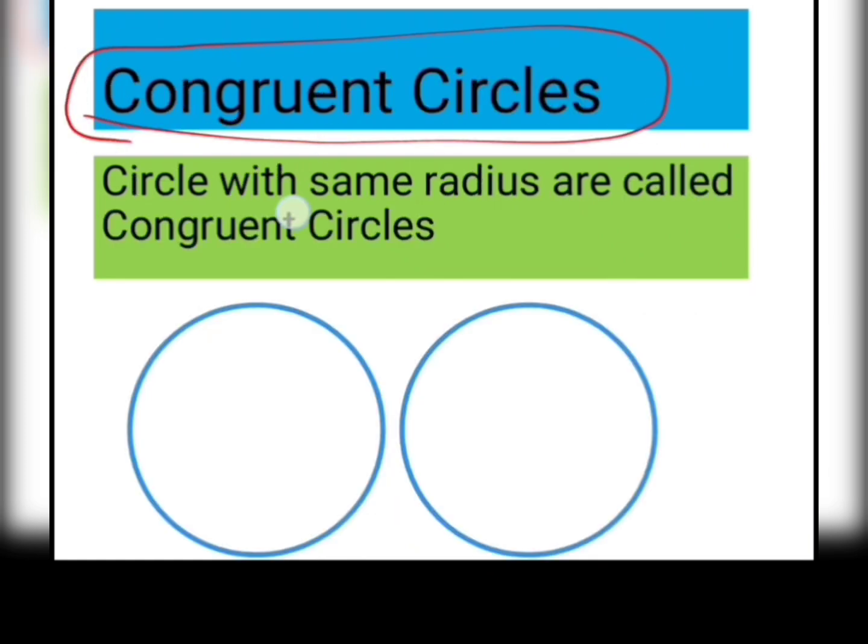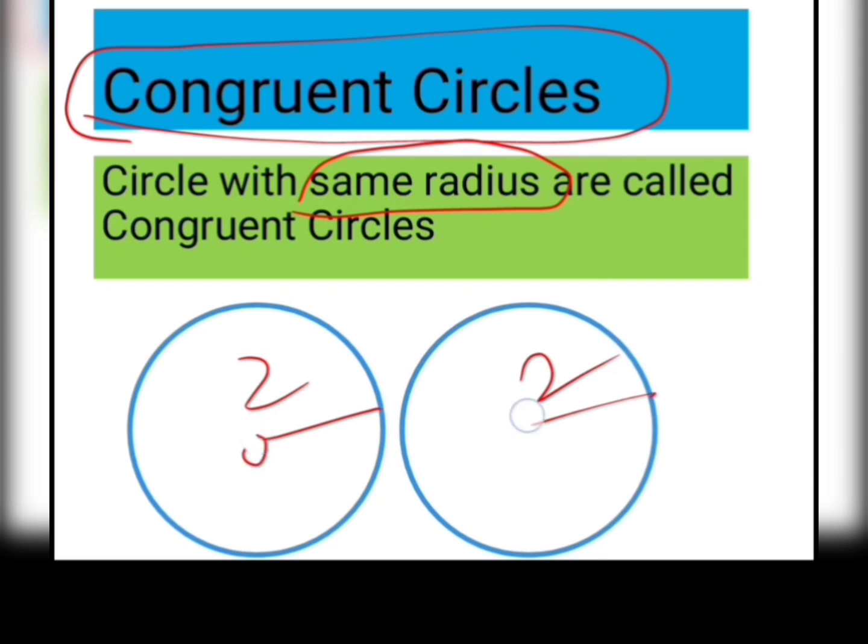Congruent circles. What are congruent circles? Congruent circles means the circles having same radius. That means it should have same area, same radius. If this radius is, let us consider 2 centimeters, this should be also 2 centimeters. But center can be anywhere. If the center of this first circle is at the origin, the center of this circle need not be at the origin. It should have same radius. Centers of the circles need not be at the same point.